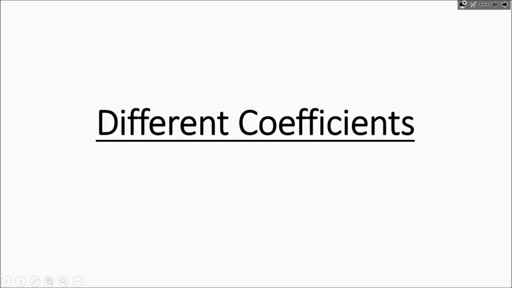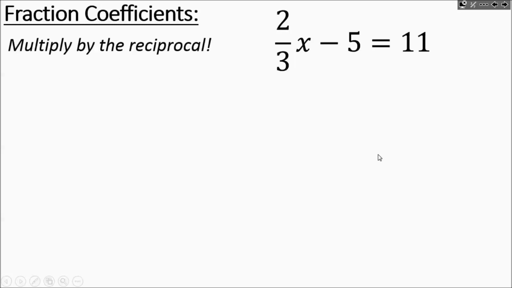Okay, this video covers equations that have different types of coefficients. So far we've worked with positive numbers and negative numbers, but we haven't had fractions, and that's what this is going to cover. When you see an equation with a coefficient that's a fraction, you're going to get rid of it by multiplying by the reciprocal. That's the multiplicative inverse property in action.